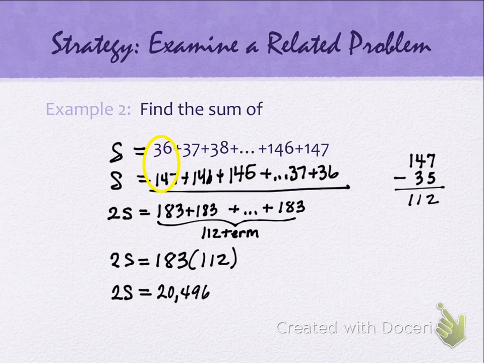20,496? Okay. 20,496. Am I done? Almost. What's the last step? Yeah, divide by 2. I'm removing the double counts. That's why I'm dividing by 2. So what is my sum when I divide by 2? 10,248. Any questions on that one?